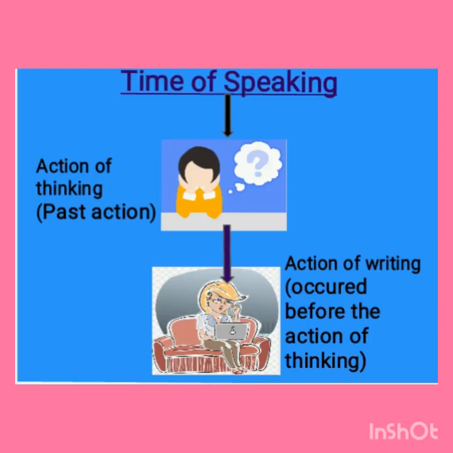Let's understand the first example. Rashmi thought that she had already written the application, through this picture. Now, before the time of speaking, the action of thinking is a past event. And the action of writing had already occurred before the action of thinking. That is why we have used past perfect tense here.